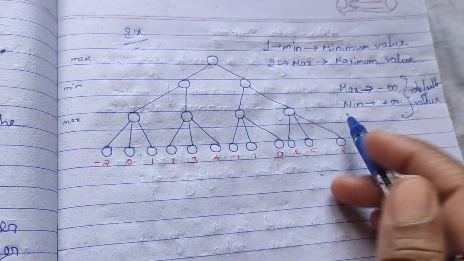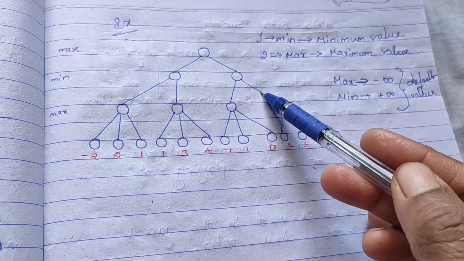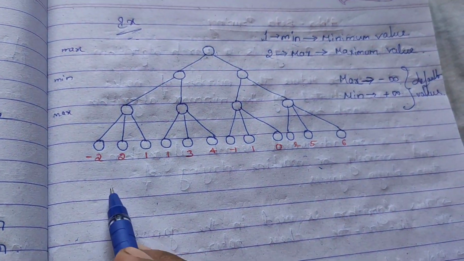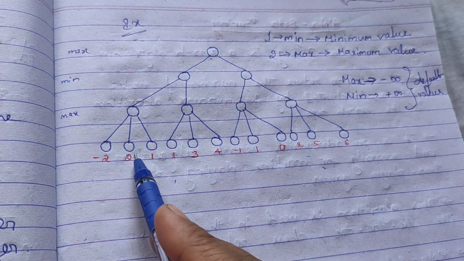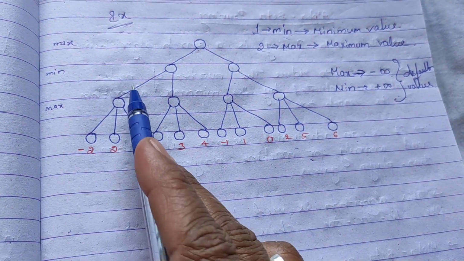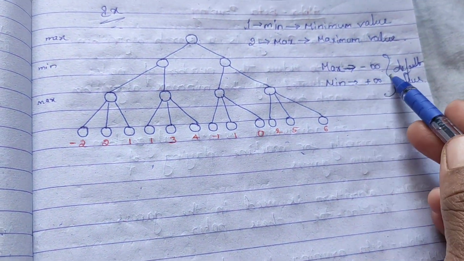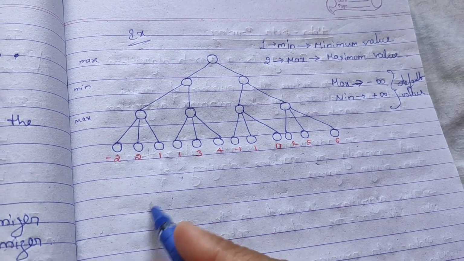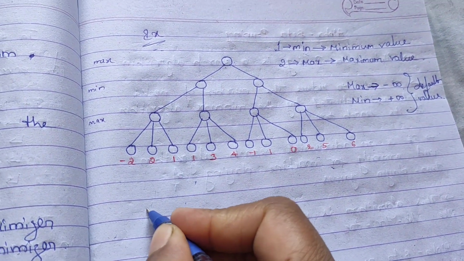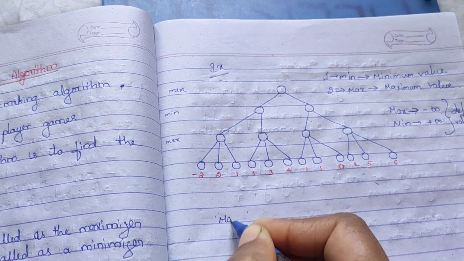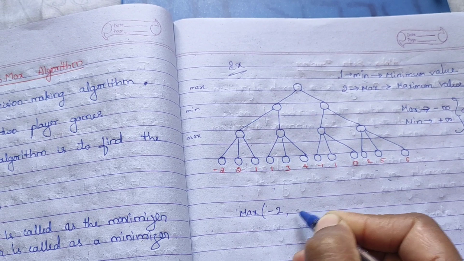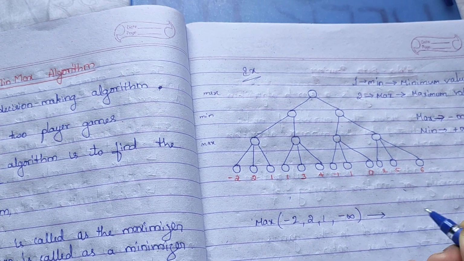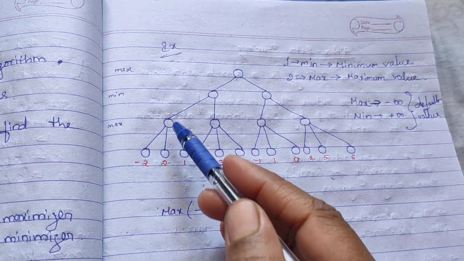How? See, the leaf nodes we have to consider, because the values are given there itself. For all these maximum nodes, what do we have to write? A maximum. What is the default maximum value? Minus infinity. So what is the maximum value for minus 2, 2, 1 and minus infinity? What is the maximum value for this one?